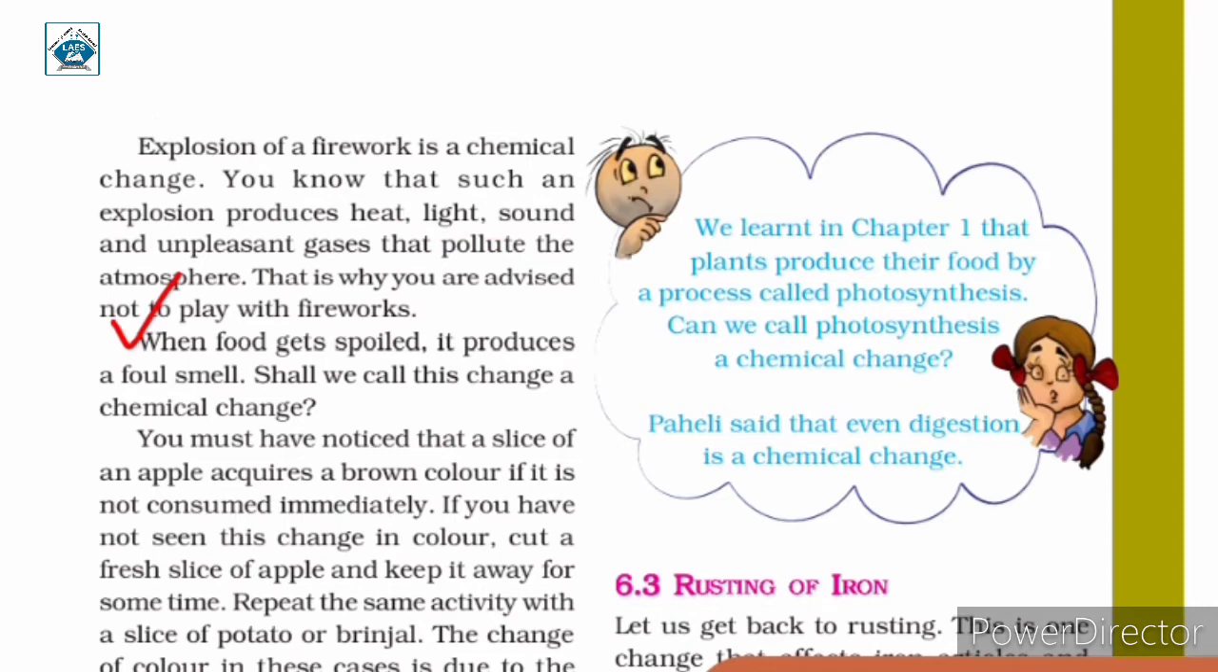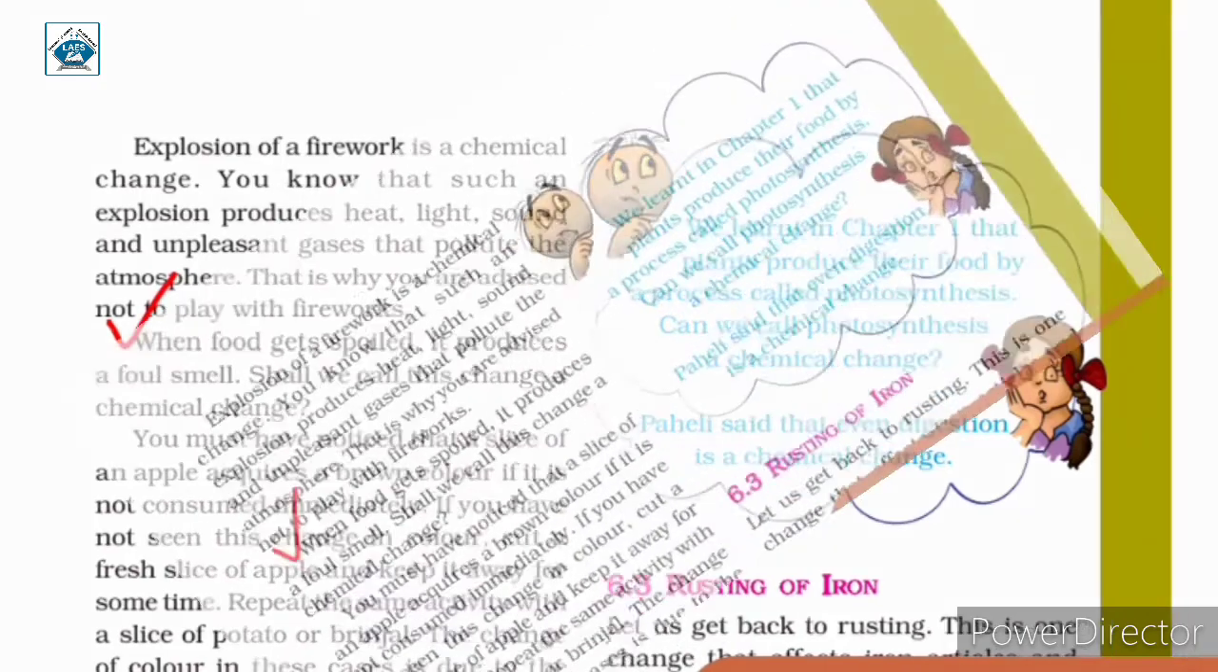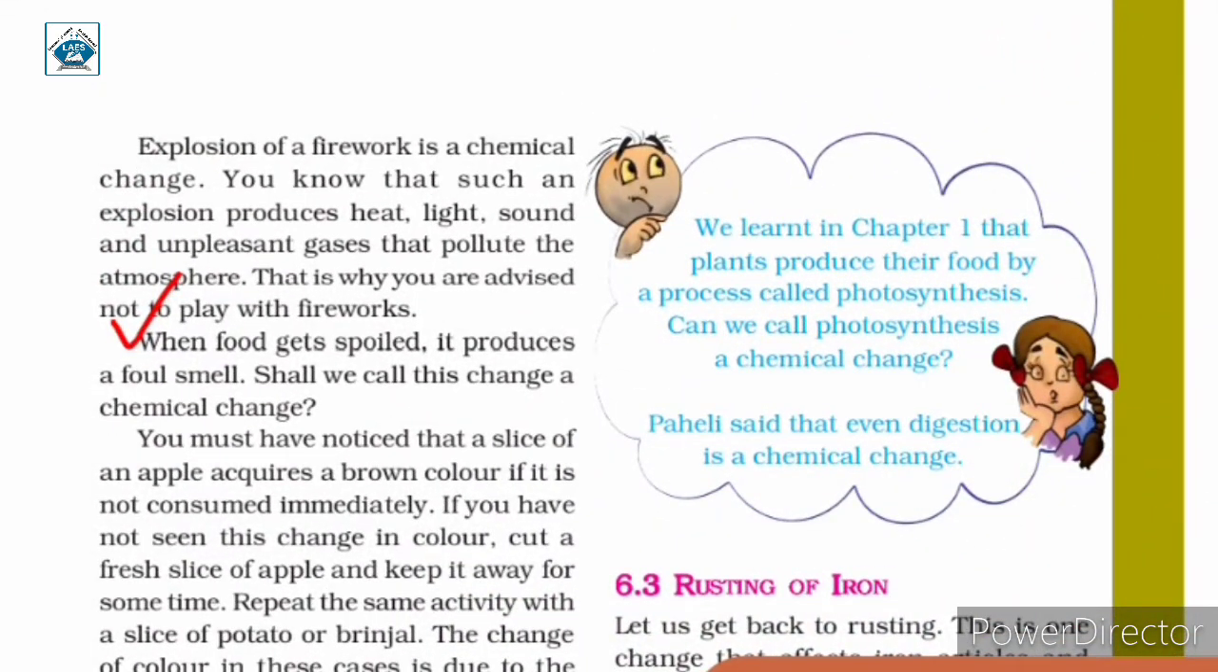When food gets spoiled, it produces a foul smell. Shall we call this change a chemical change? We have learned that change in smell may take place during chemical reaction. So, when food is spoiled, you can observe that there is a foul smell produced. A very unpleasant smell is produced. That is, there is a change in smell. So, this can be called a chemical change. Spoiling of food is a chemical change.